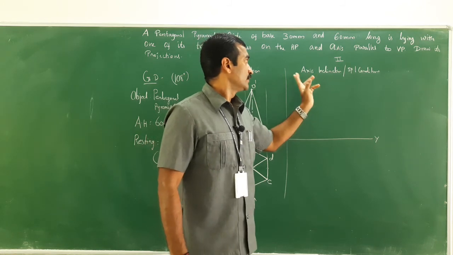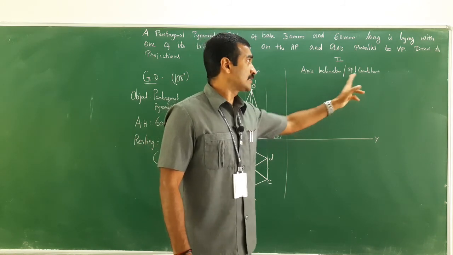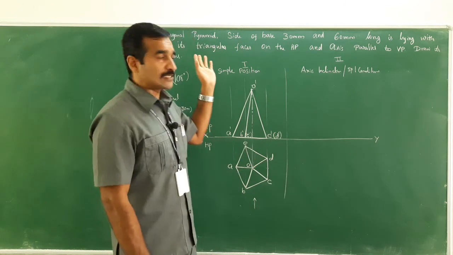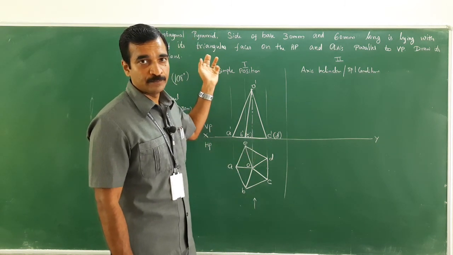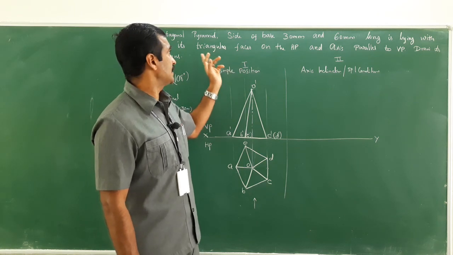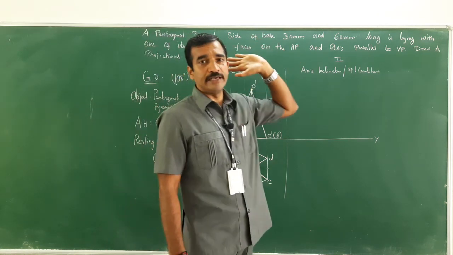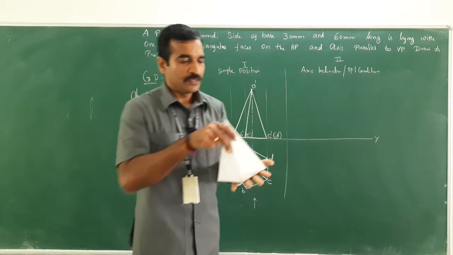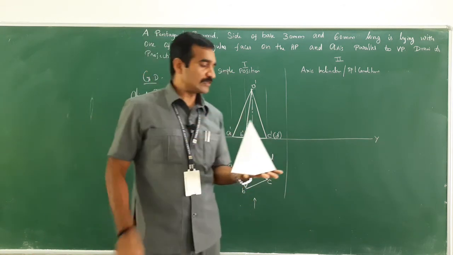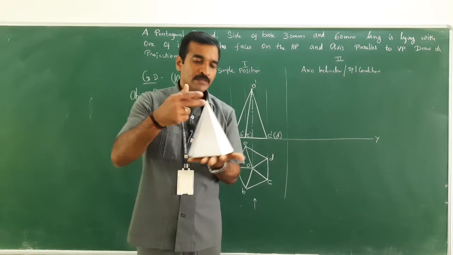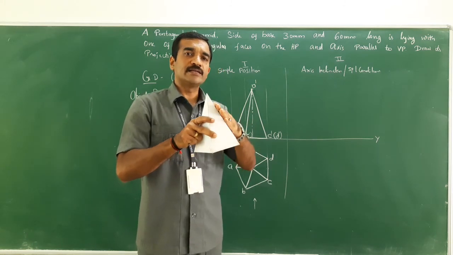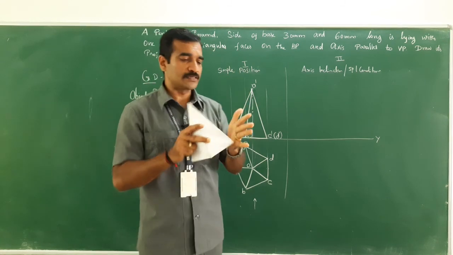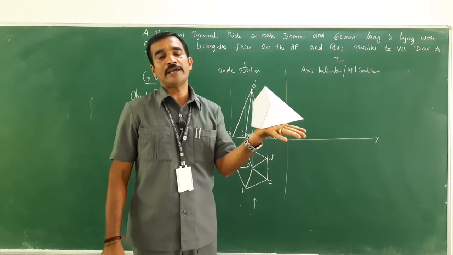This stage 2 is for axis inclination or special condition. As such, this question doesn't have any axis inclination. In this question, it says that the triangular face is on the HP. That means the initial position, a simple resting, was in this manner, resting on an edge. Now the second stage: the triangular face is on the HP. It's lying on the HP.